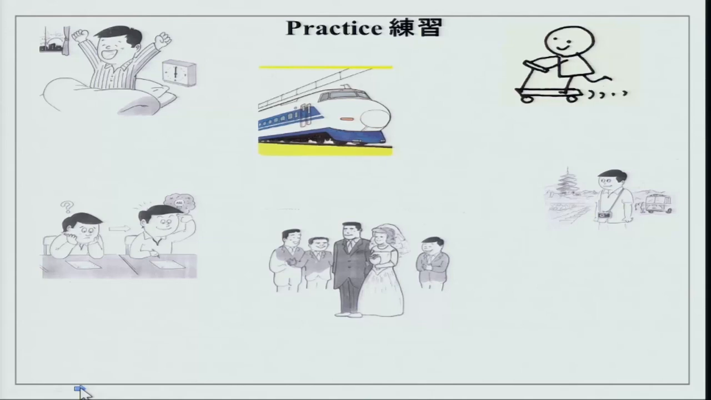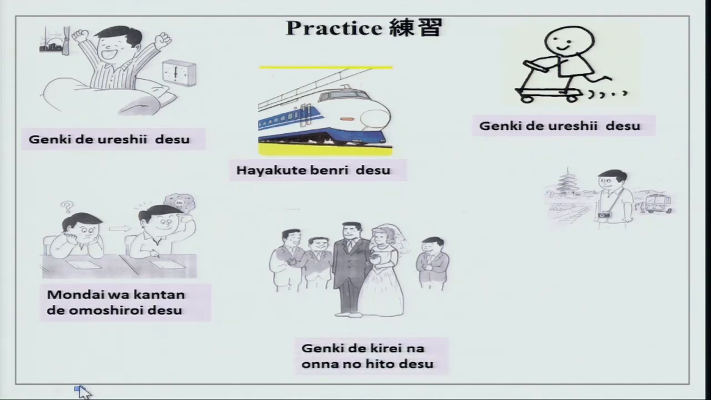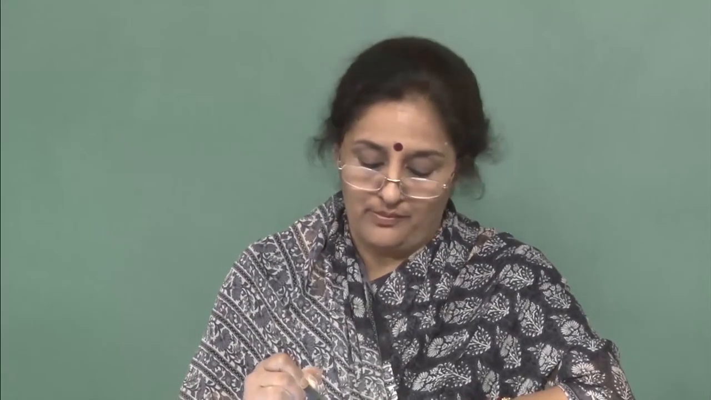Look at the pictures and let us see what it is. Genki de ureshi desu. Hayakute benri desu. Genki de ureshi desu. Mondai wa kantan de omoshiroi desu. Genki de kirei na onna no hito desu. And hirokute shizuka na tokoro desu. Any of these you can use, and over here you will see na adjective plus I adjective. So, as we did in I adjectives, the first adjective, which happens to be a na adjective over here, will take de, and whatever adjective follows after that remains in its original form.